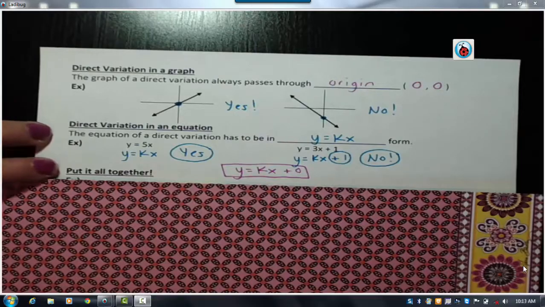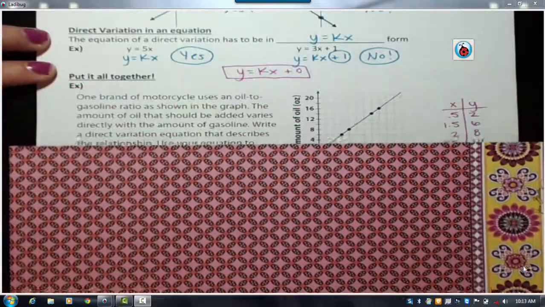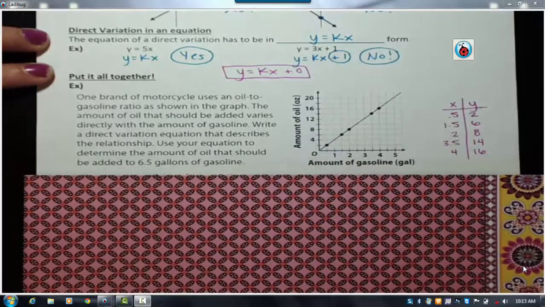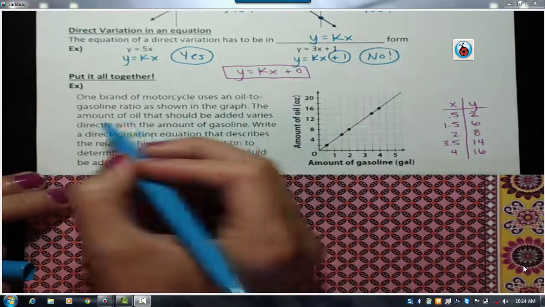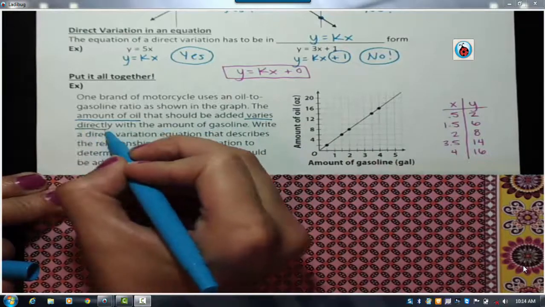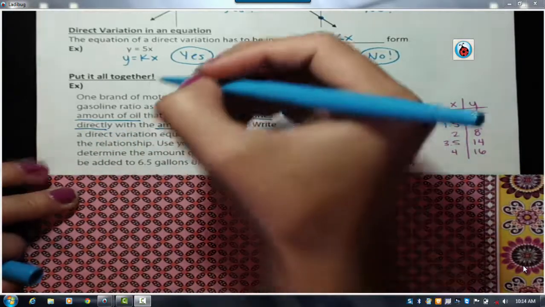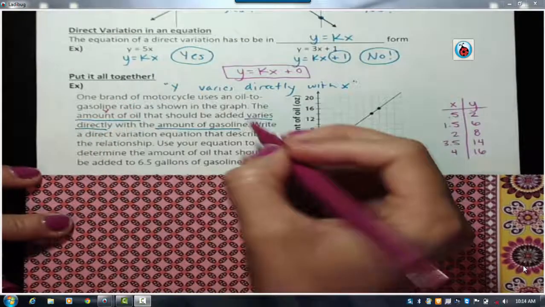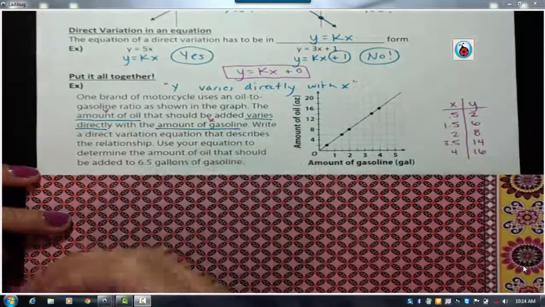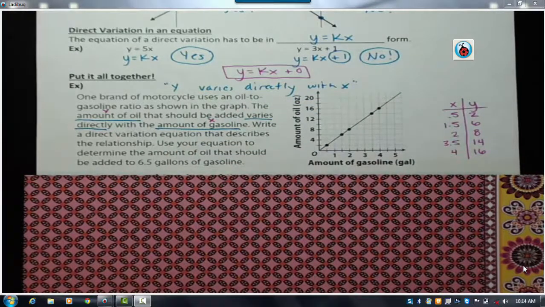So now let's put this all together. Okay, if I'm looking at this equation that I was given, it says one brand of motorcycle uses an oil to gasoline ratio as shown in the graph. The amount of oil that should be added varies directly with the amount of gasoline. Notice in that sentence, the amount of oil varies directly with the amount of gasoline. Okay, that sounds a lot like y varies directly with x. The amount of oil would be my y, varies directly with the amount of gasoline, which would be my x. So right away, I know that this is going to be a direct variation.